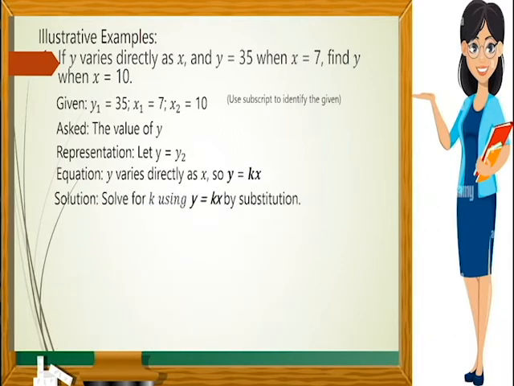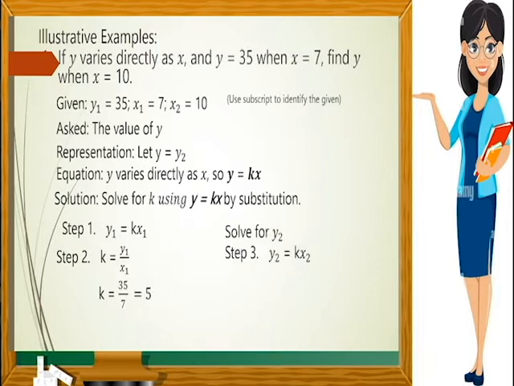Let's do the solution. Solve for k using y is equal to kx by substitution. So for step 1, y sub 1 is equal to kx sub 1. Use the information given in the problem to find the value of k, called the constant of variation or the constant of proportionality, and that is for step 2. So k is equal to y sub 1 over x sub 1. Substitute the value of y sub 1 and x sub 1. We have now k is equal to 35 over 7, and that is equal to 5. 5 is our k or the constant of variation.